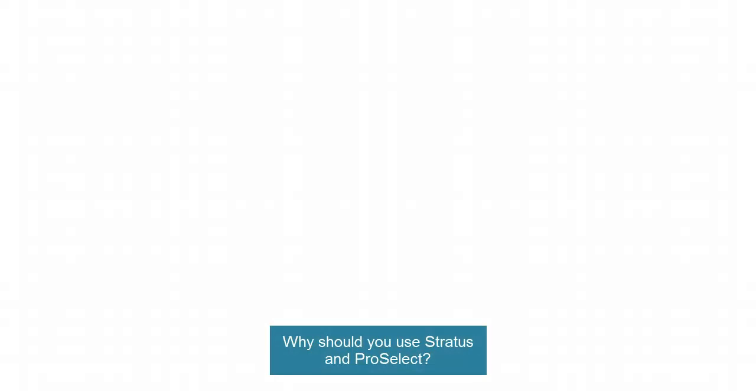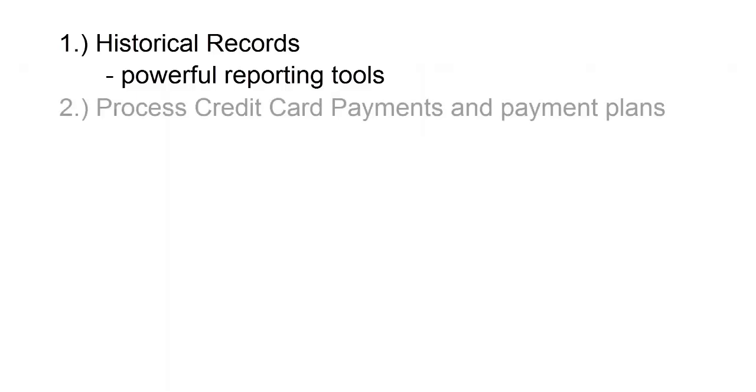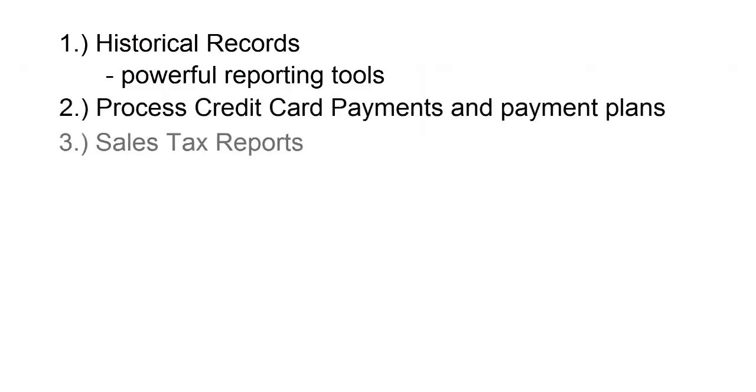So why should you use a software like Spectra or Stratus in addition to using ProSelect? There are a couple major reasons why you should bring the order and images back into our software after using ProSelect. The first is historical records. Once the orders are in our database, you can use our powerful reporting tools to accurately track your orders. Our software can process the credit card payments and generate sales tax reports.